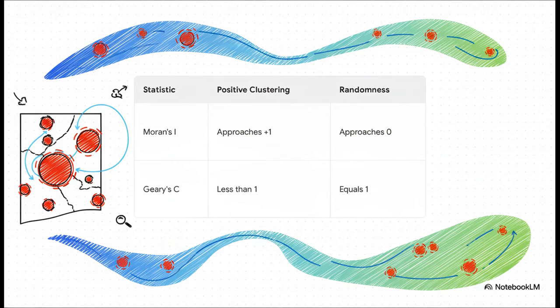For Moran's I, a value that gets closer to +1 tells you, yes, you've got strong clustering. High-rate areas are next to other high-rate areas. If it's near 0, everything's probably random. Geary's C is kind of the opposite. A value less than 1 points to clustering, while a value of 1 means probably random. Think of these as our first-pass diagnostic tests.